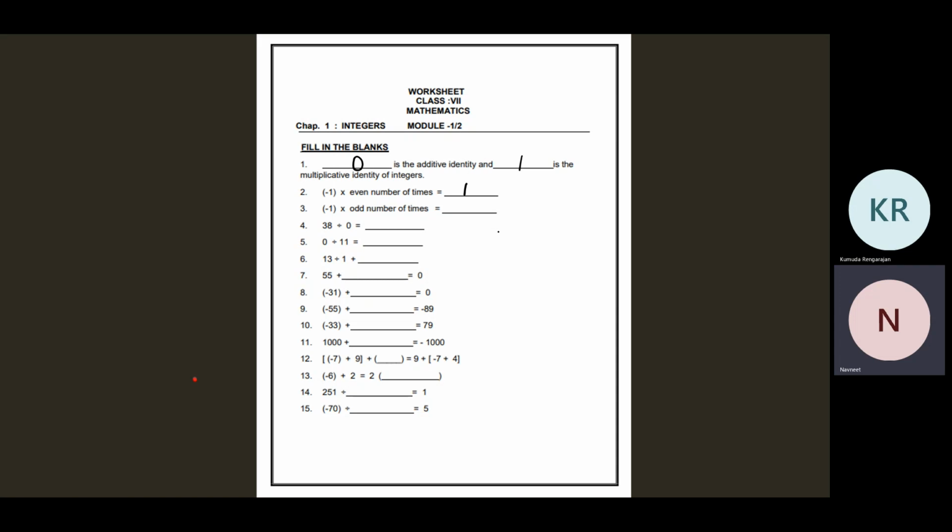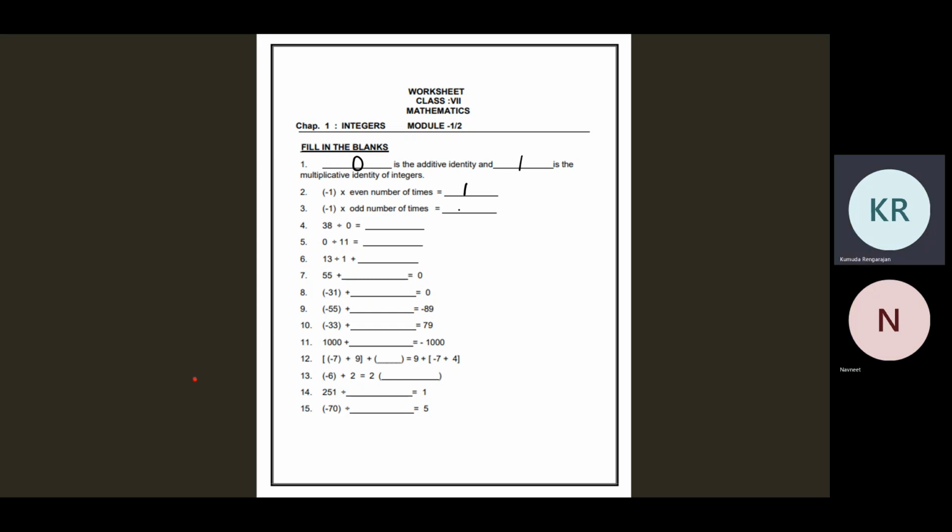Why? Because there is an even number of minus ones. It is addition, and when it's odd number of times, it is subtraction. No, you shouldn't say addition, subtraction. You must say positive, negative. Because when it is even number of times, it's a positive one. And when it is odd number of times, it's a negative one. Negative one. Okay, Navneet, you're right.